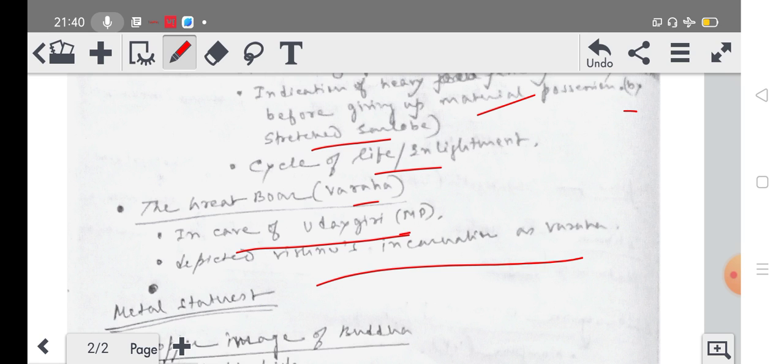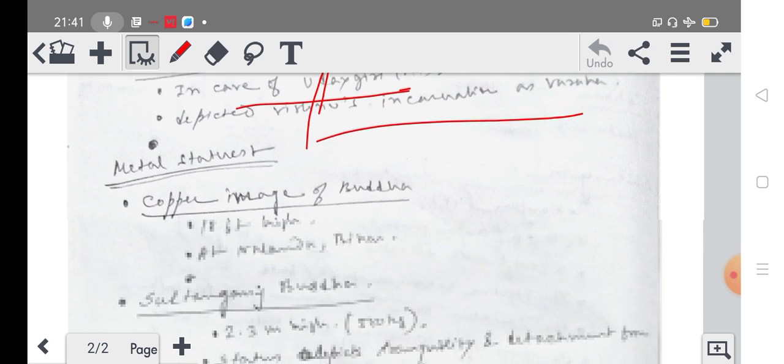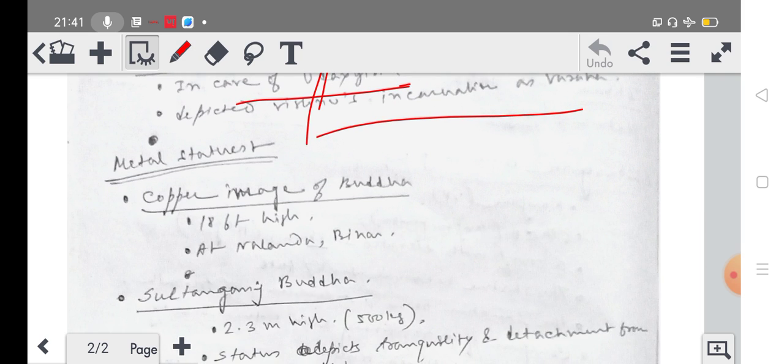And next we are moving on. These two are examples of stone statues: the erect Buddha from Sarnath and the great boar. And now we are moving to metal statues. Copper image of Buddha. This is the copper image of Buddha, which is 18 feet high and situated at Nalanda, Bihar.